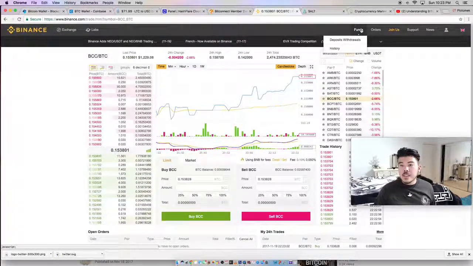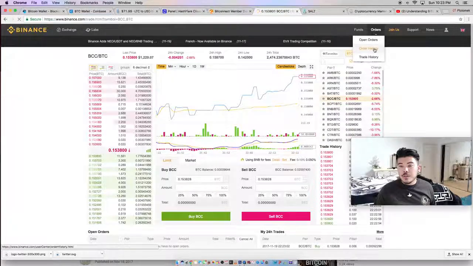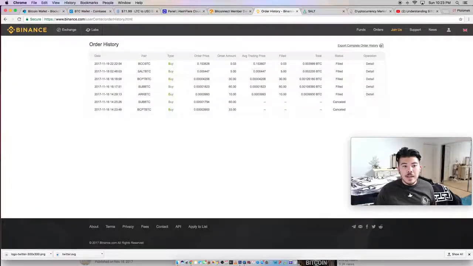And then you'll see in your orders, you can look at your order history. I've bought some Salt, Substratum, this one I can't remember, it's like blockchain something, ARK, and Cash. Some of these were canceled right here. So anyways, yeah, this is how you use Binance.